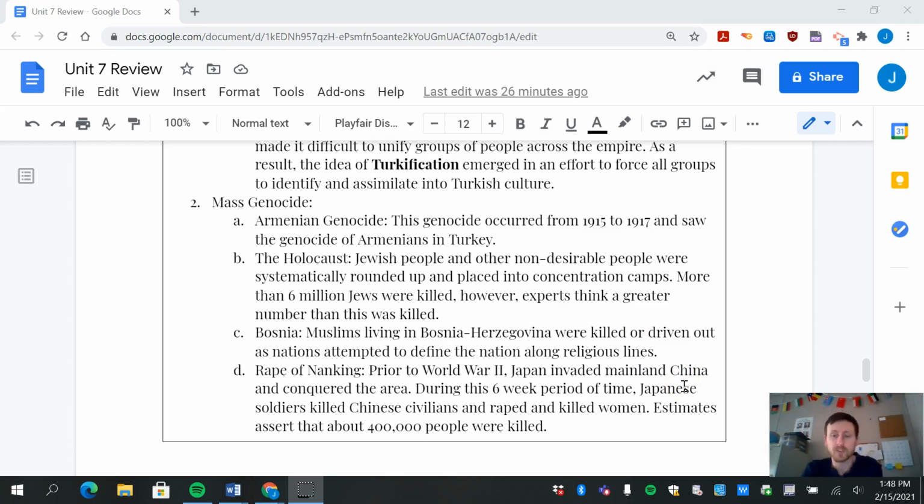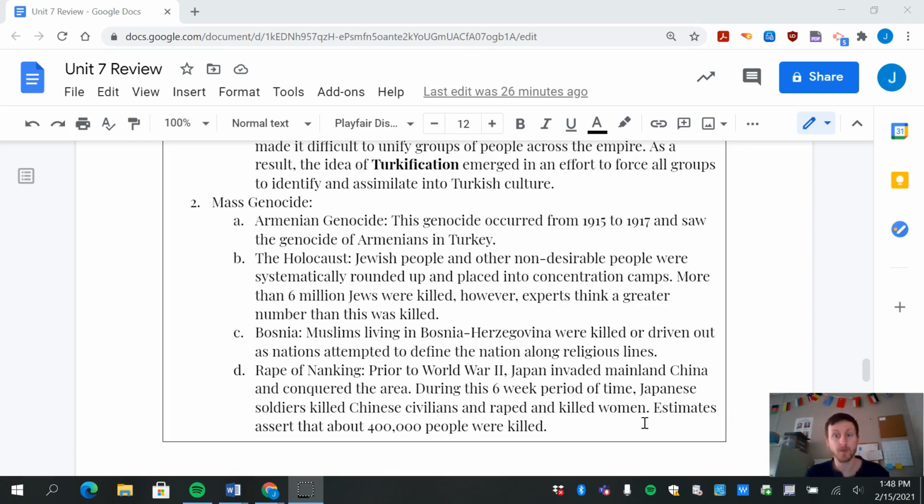So prior to World War II, Japan is practicing imperialism, and around 1936, they invade mainland China. And during about a 6-week period, about 400,000 people are killed, and many thousands of women are raped and killed. Estimates, I think, maybe a little bit lower. But the crazy thing about this is that I don't think most people know about this, or back then even knew it was happening.